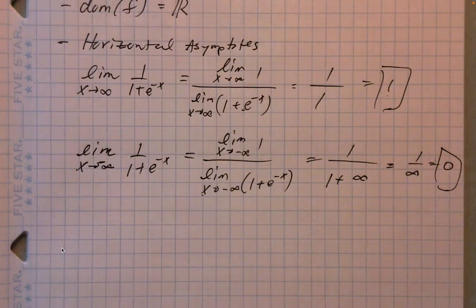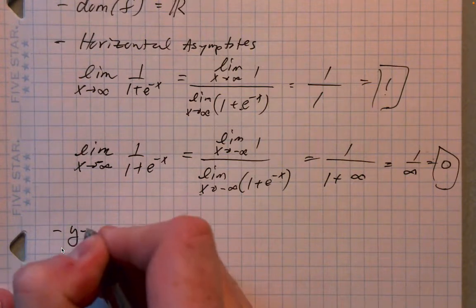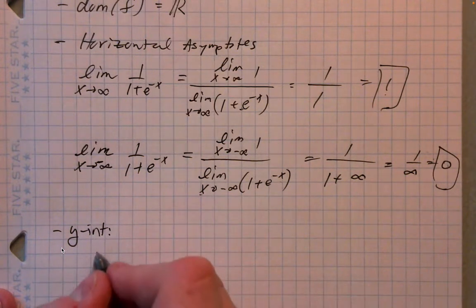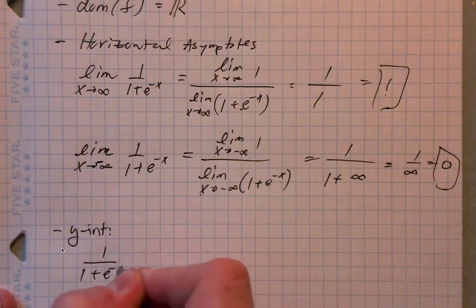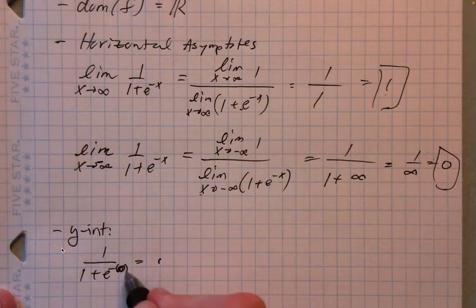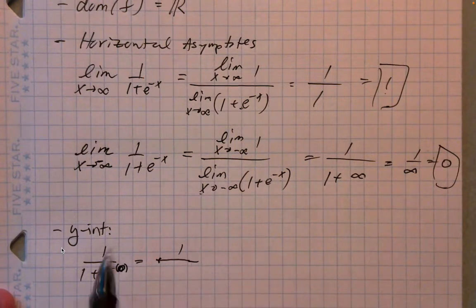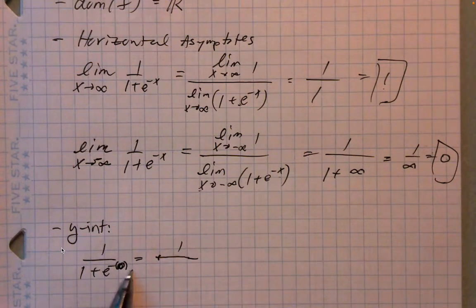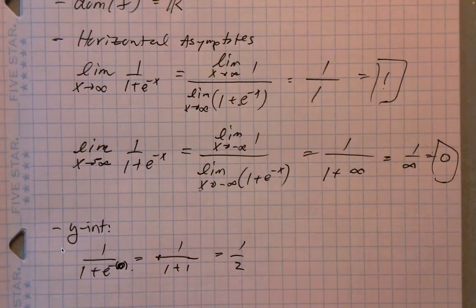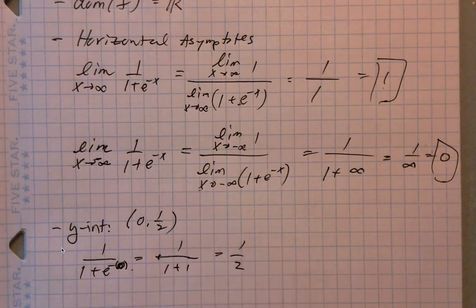What about, let's see, can we find the y-intercept? So that's easy. We set 1 over 1 plus e to the negative x, and we plug in 0 this time, right? So that's going to be equal to 1 over 1 plus, now what's e to the 0 power? That's just 1, right? So 1 plus 1, so 1/2. Okay, so the y-intercept is at (0, 1/2).